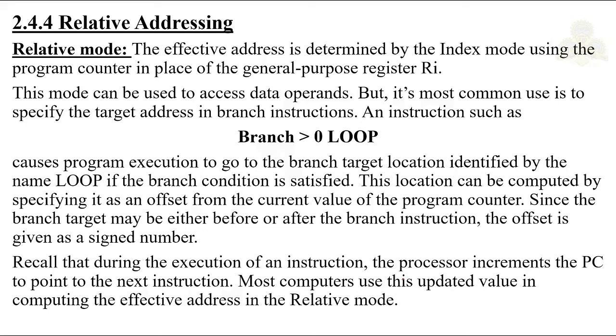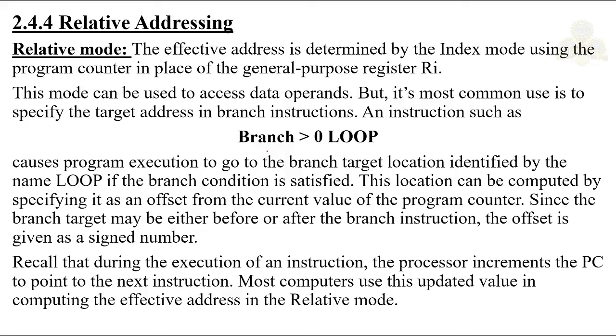Now what happens here is the effective address is calculated like the index mode. Same like your index mode, the effective address is calculated. But instead of the index register, what you use here is a program counter. So how do you calculate the effective address in the relative mode? Instead of the general purpose register, you use the program counter and add the offset, right? Now when can this relative addressing be useful? It is used to access data operands, but the common use is in the conditional branch instructions.